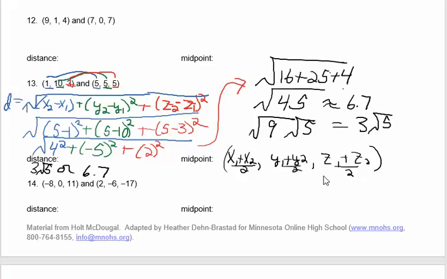So the x coordinates would be 1 plus 5, which is 6, divided by 2. The y coordinates would be 10 plus 5, which is 15, divided by 2. And the z coordinates is 3 plus 5, which is 8, divided by 2. And then that simplifies, and I'll let you finish that up. Divide them each by 2.